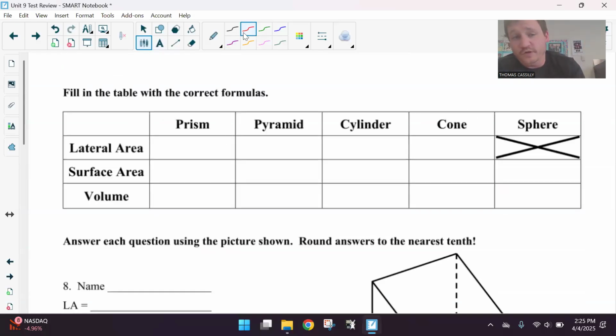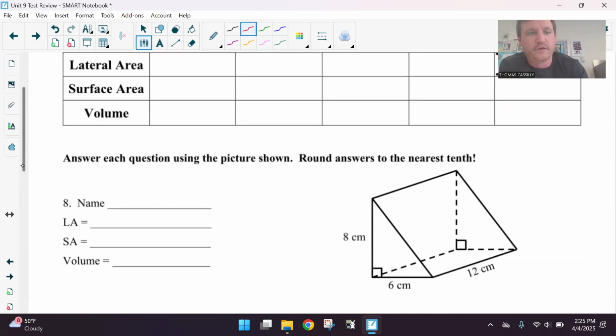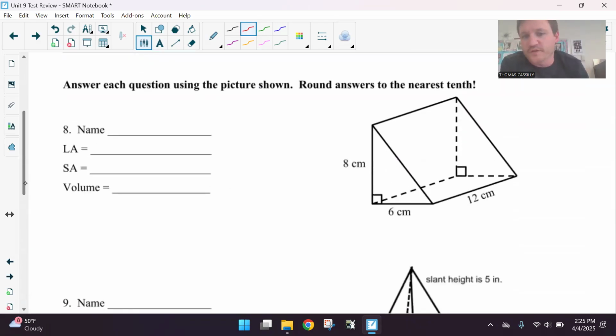Here we go. This is our Unit 9 test review. This is page number 2. I'm not going to fill in all these formulas. You guys can write those all out. You don't need a video explaining those. So let's just jump straight to these.